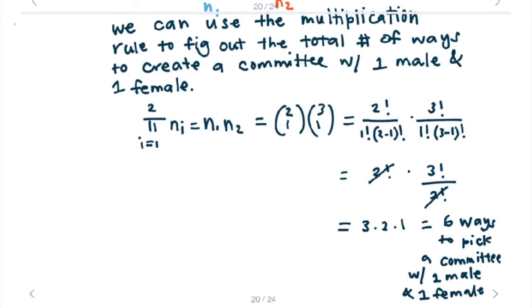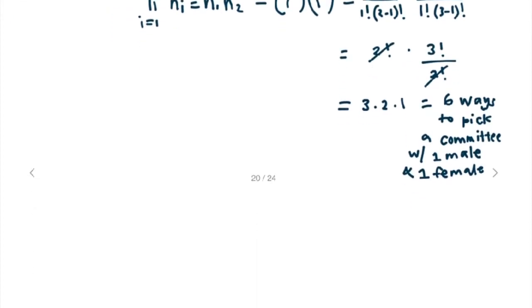So you have 2 factorial over 1 factorial times (2 minus 1) factorial. And then you're going to multiply that whole thing by 3 factorial over 1 factorial times (3 minus 1) factorial. Okay, and then you're going to simplify and you're going to get 6. So there's 6 ways to pick a committee with 1 male and 1 female.